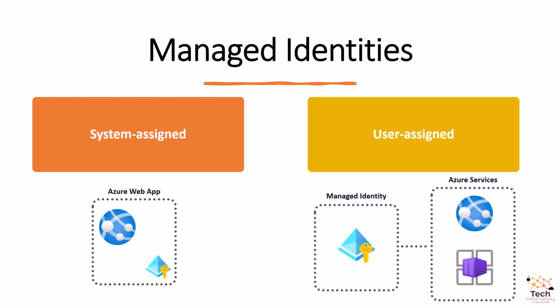So the difference is that user assigned managed identity is a standalone resource, while system assigned managed identity is connected to the resource. If the resource is deleted, the system assigned managed identity is deleted. In case of user assigned managed identity, it will remain even if we delete services that are using this managed identity. And again, we can assign different kinds of RBAC roles to user assigned managed identity.